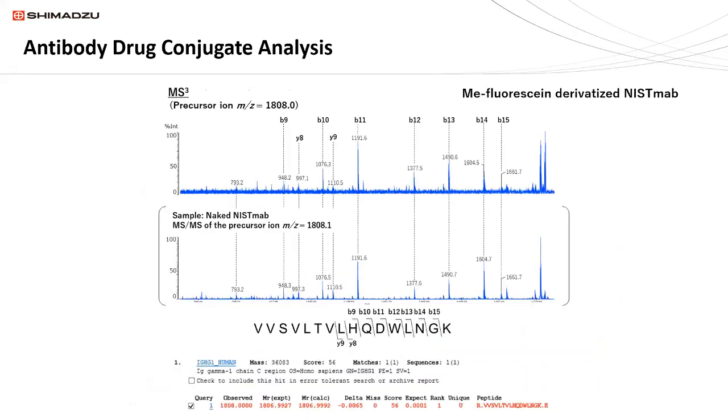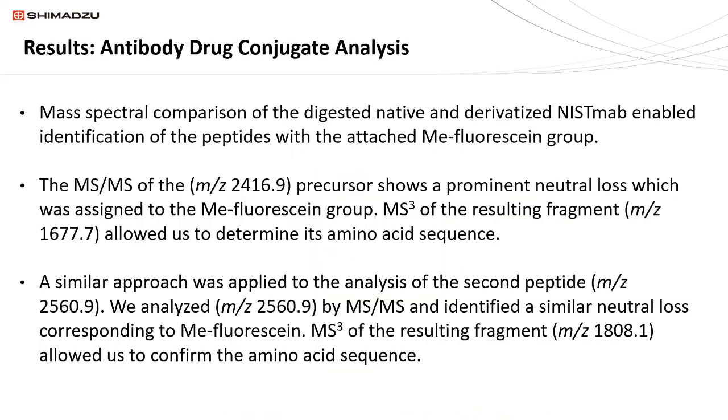Again, following the same workflow as before, we compared the naked NIST monoclonal antibody to the derivatized one, and we're able to match some of the Y and B ions for this particular peptide, again confirming the location where we thought the derivatized molecule would be. Then when comparing that to the Mascot database, again we're able to gain the amino acid sequence and identify the monoclonal antibody.